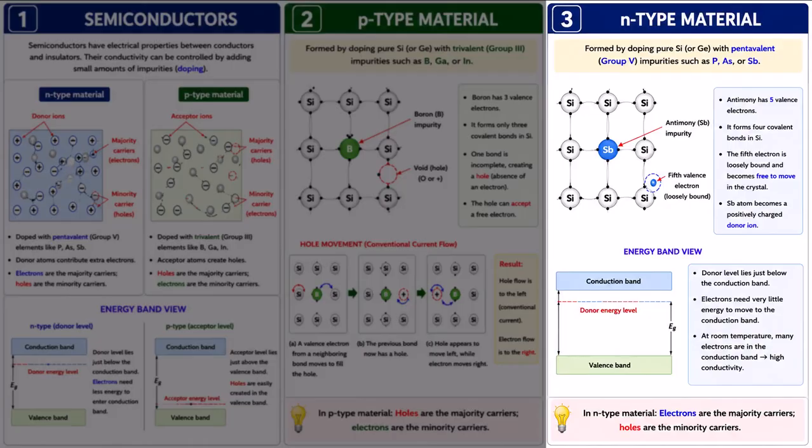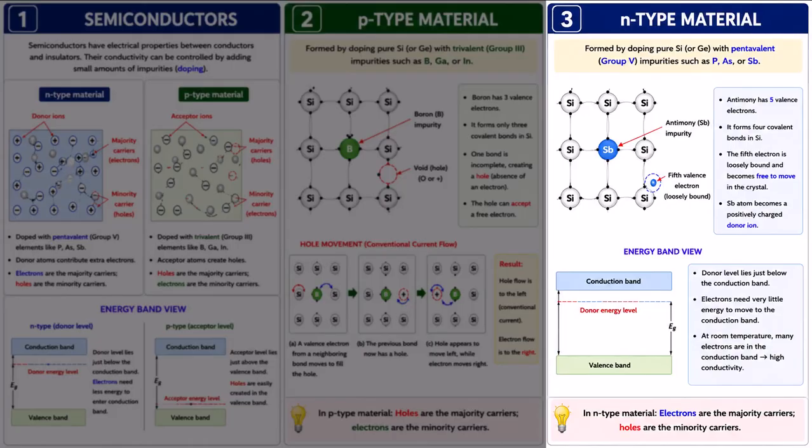This extra electron is loosely bound. It can easily become a free electron and take part in conduction. So, in N-type material, electrons are the majority carriers. Holes are the minority carriers. The impurity atom donates an electron. Therefore, pentavalent impurities are called donor impurities.